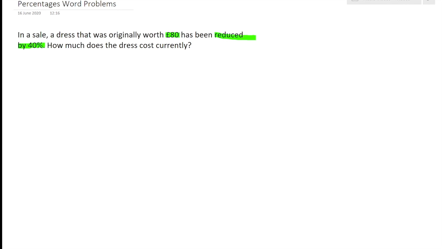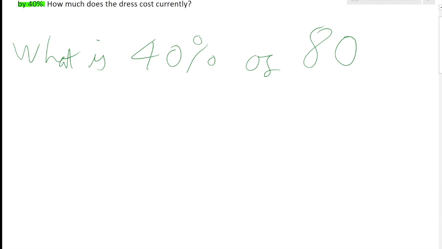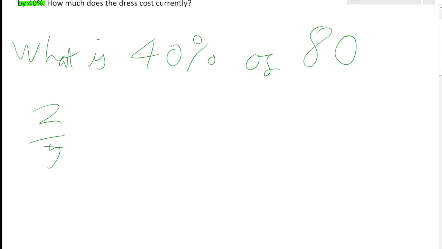Now, all of a sudden, what we're effectively being asked is, what is 40% of 80? The units are pounds, we will have to put them back in at the end, but for now we can just deal with the 80. Now we can work out 40% of 80. You may remember from my last lesson, 40% is equal to 2/5, so we do 2/5 times 80. You work that out, you get that to be 32.